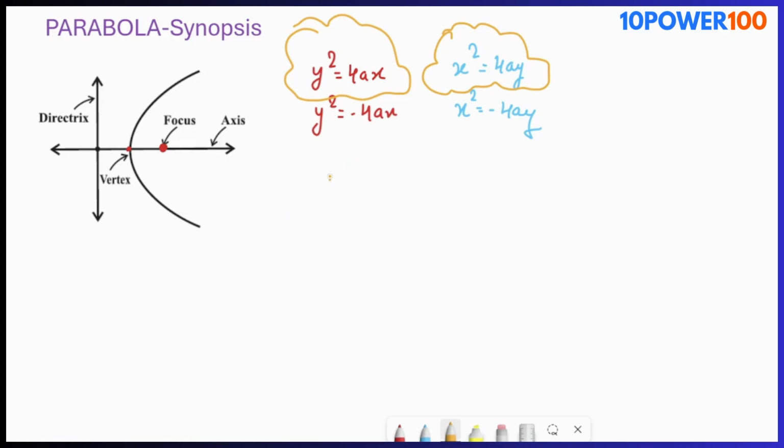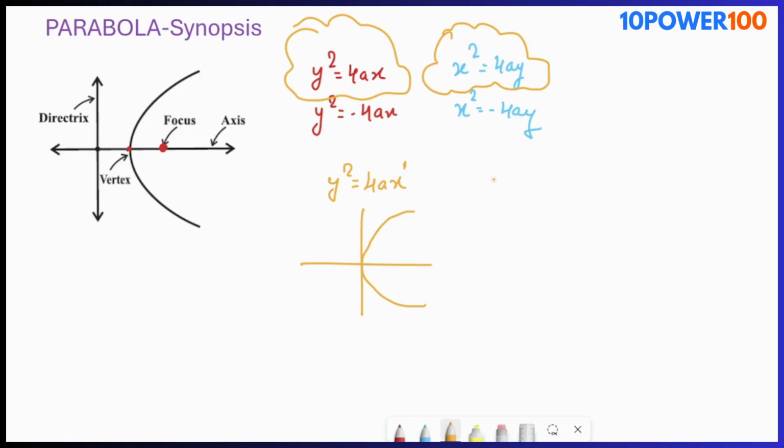Now, if I take y square is equal to 4ax, which variable's power is less? That is the x power, right? The x power is less, so you are going to cut the x-axis. You have to cut the x-axis like this.